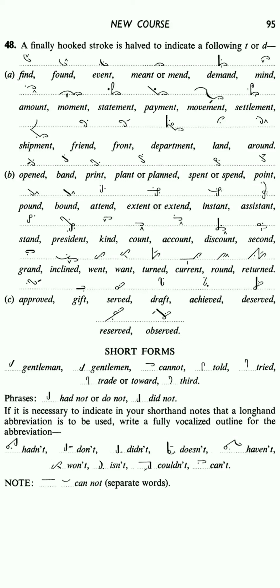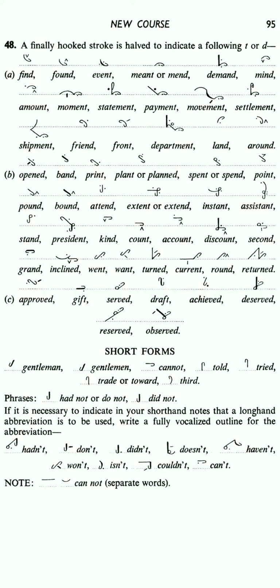After completion of N hook and F or V hook, today we will do the halving principle with these hooks. Okay, with final hooks. Let's start. A finally hooked stroke is halved to indicate a following T or D. Okay, for what is it halved? It is halved for the next coming T and D sound. What will be halved? The hook will not be halved, the stroke will be halved.